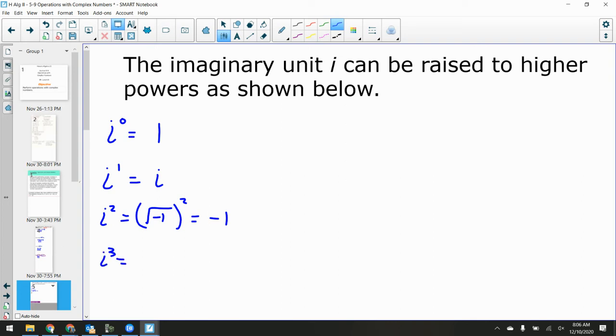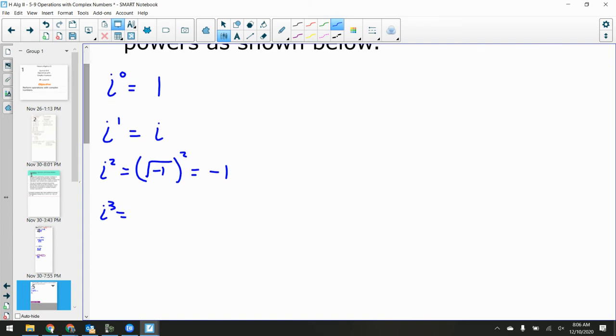Okay, what's i to the third power then? Well, we can define i to the third to be i times i squared, right? I to the first times i to the second, because all I would do is add the exponents to make it an i to the third. Well, what was i squared? Negative 1. So this is really like saying i times negative 1, or negative i. So look at what we have here. I to the 0 is 1. I to the first is i, i to the second is negative 1, i to the third is negative i. 1, i, negative 1, negative i.